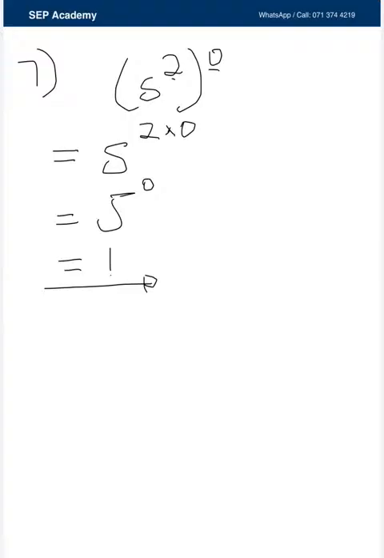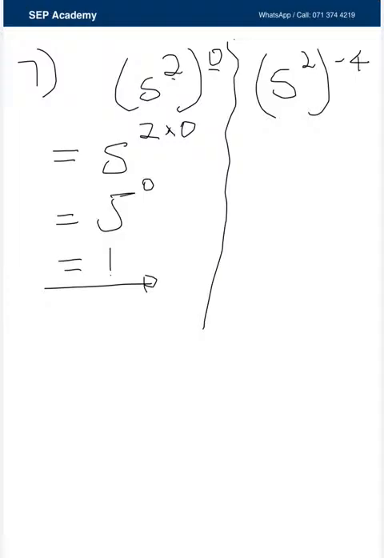So it's not limited to this type of question. You can still be given, let's say, okay, s again is fine. We can say 2 to the exponent of negative 4. So it's not necessarily always going to be a positive value.